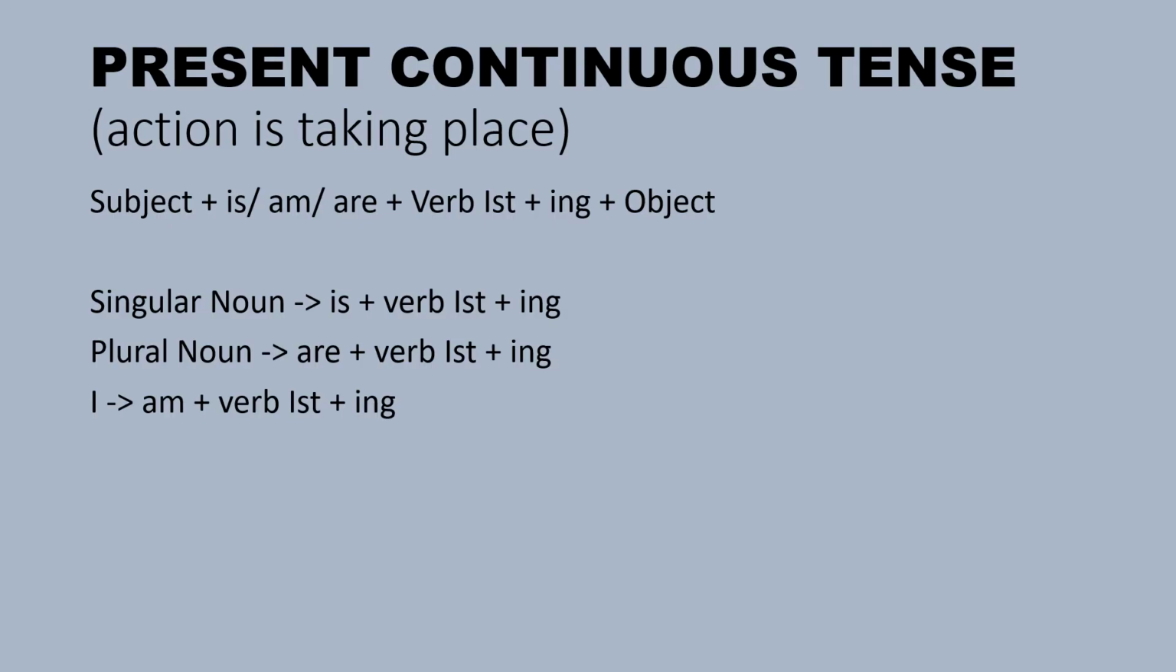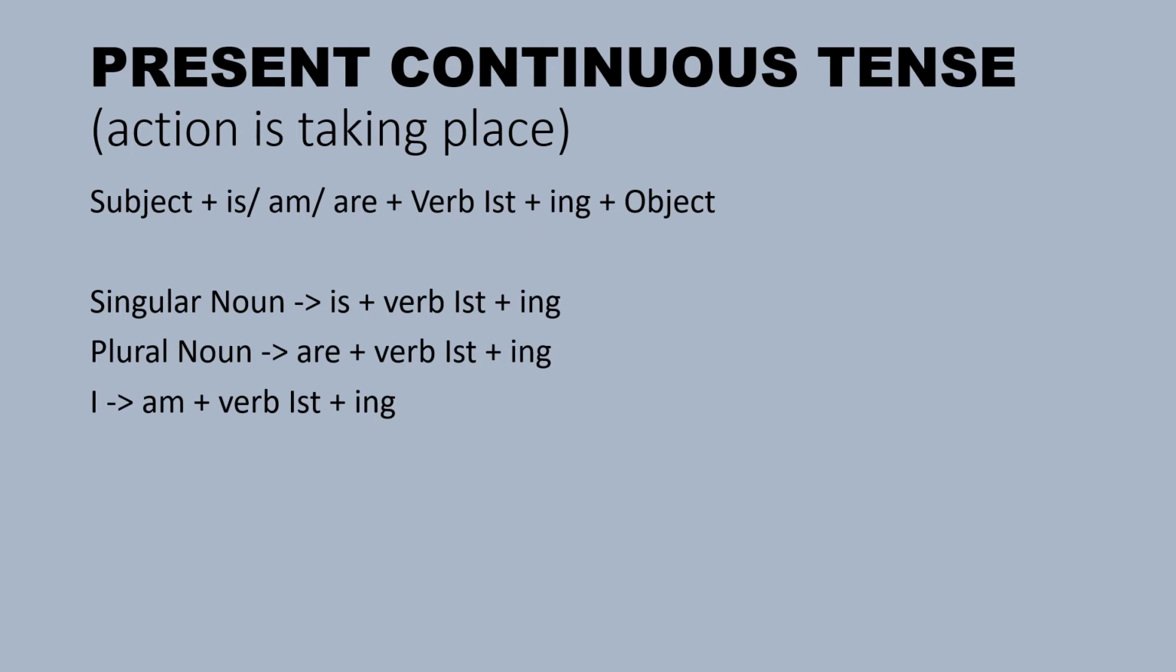Present continuous tense. Present continuous tense tells us that an action is taking place right now. The structure of the sentence is subject plus is, am or are plus first form of verb plus ing plus object.